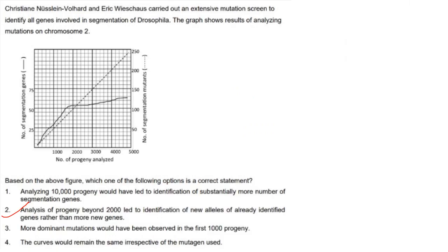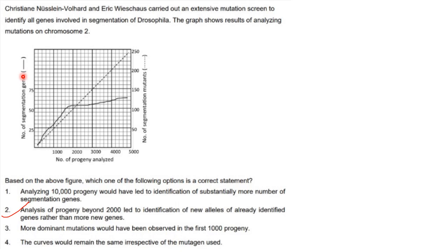Then next one. Christiane Nüsslein-Volhard and Eric Wieschaus carried out an extensive mutation screen to identify all genes involved in segmentation of Drosophila. The graph shows results of analyzing mutation on chromosome 2. Based on the above figure, which one of the following options is a correct statement?